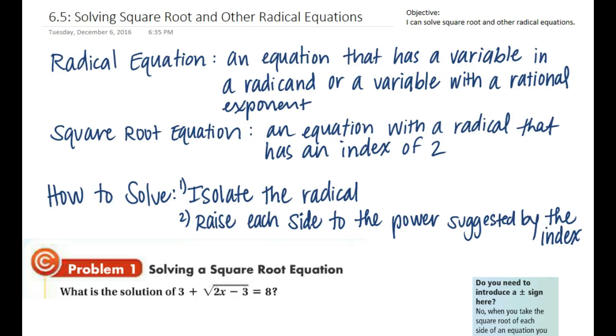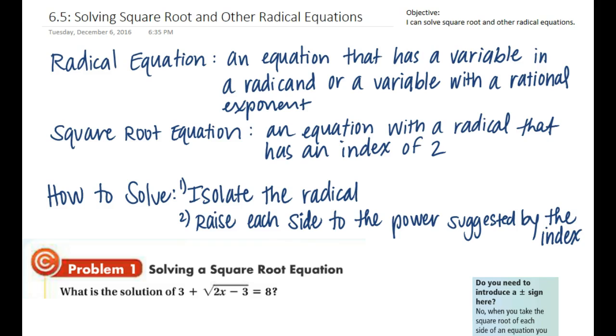Today we're going to be learning about how to solve square root and other radical equations, and that is our objective for this lesson. Let's begin by talking about what a radical equation is. It's an equation that has a variable in the radicand or a variable with a rational exponent. A square root equation is an equation with a radical that has an index of 2. We've worked with square roots in the past, and you may be wondering, how do we solve a square root equation or a radical equation?